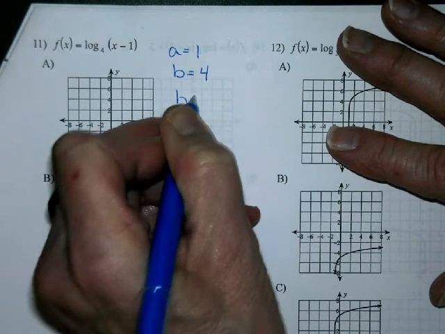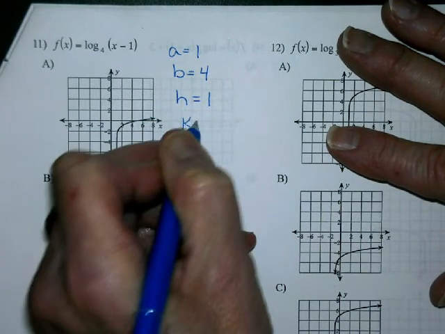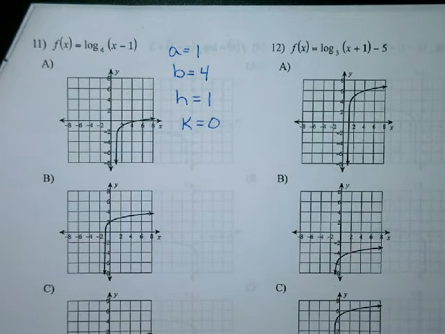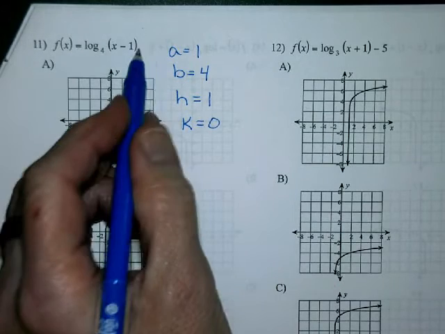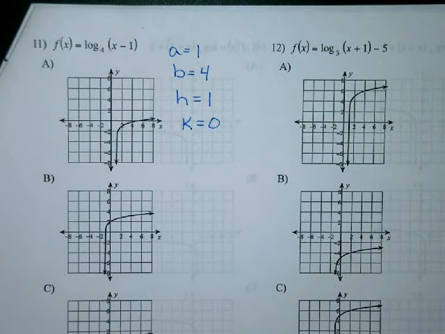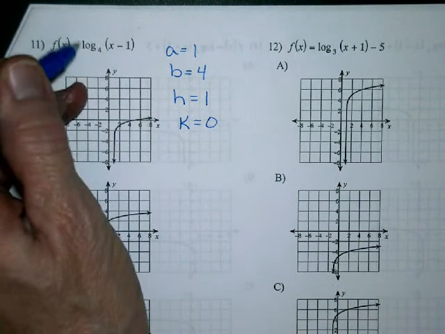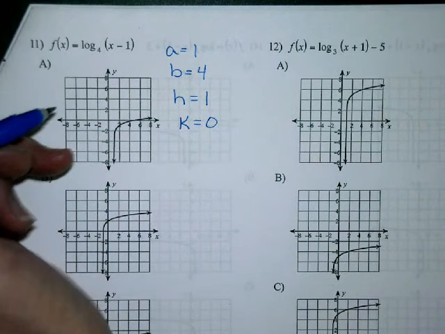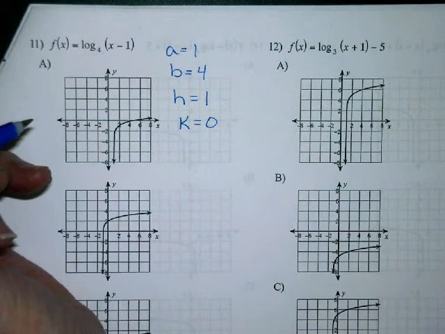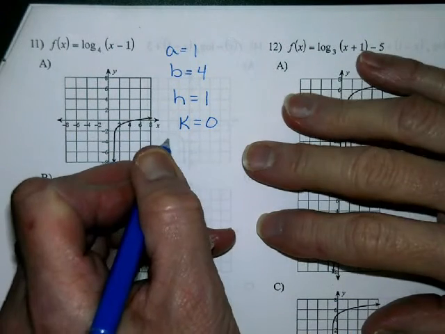Okay, A is 1, B is the little 4, H is a positive 1, and yeah, K can be 0. Right? What's being added out here? If you don't see it, it's 0. Where do I get my A? It's the multiplier in front. If you don't see it, it's a 1.